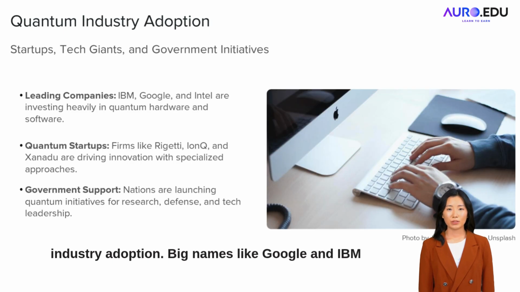Quantum industry adoption. Big names like Google and IBM are racing to build quantum machines. Startups are also joining in with new ideas. Governments are funding research to stay ahead. It's a booming field with lots of excitement and competition.